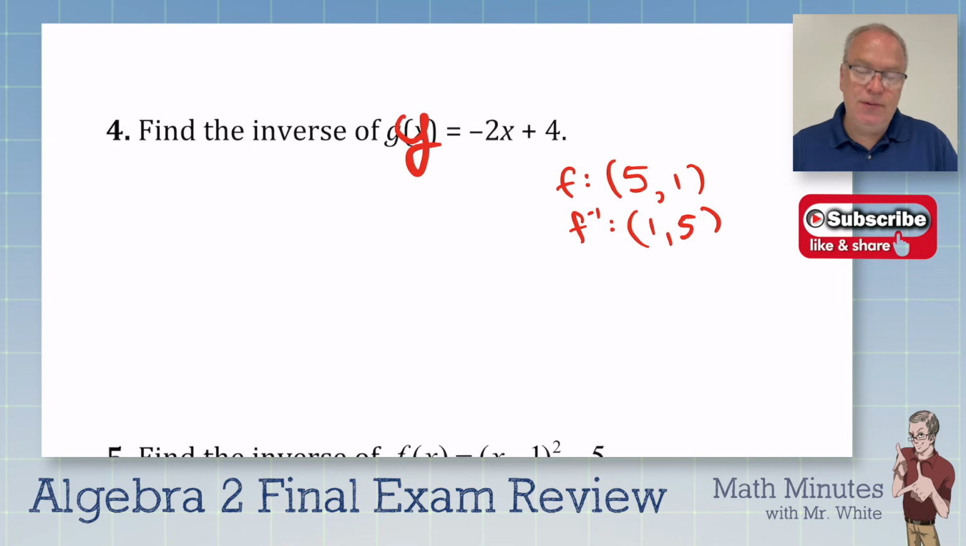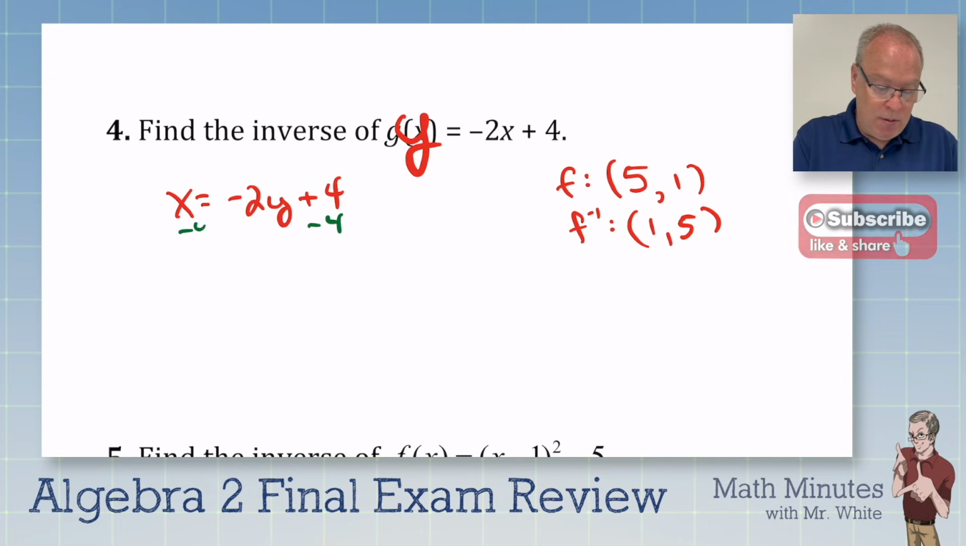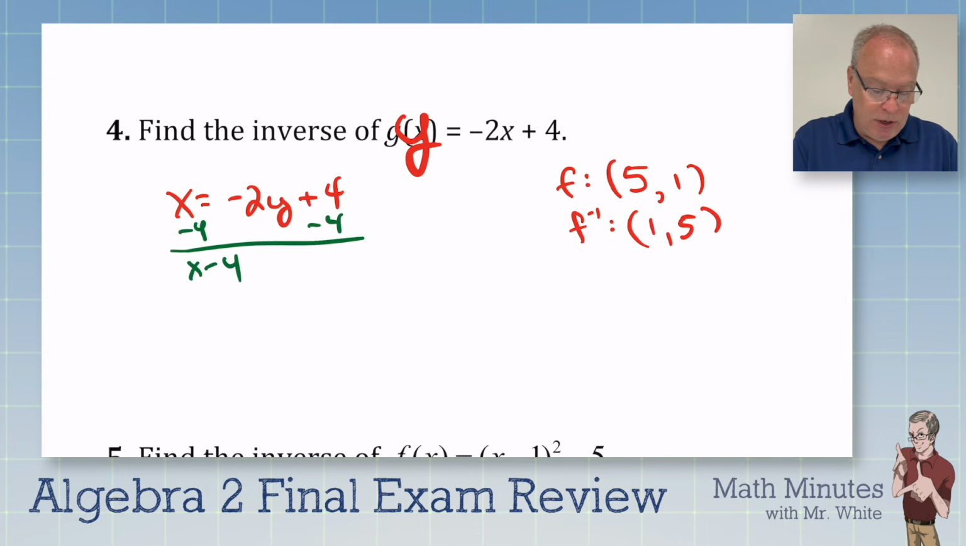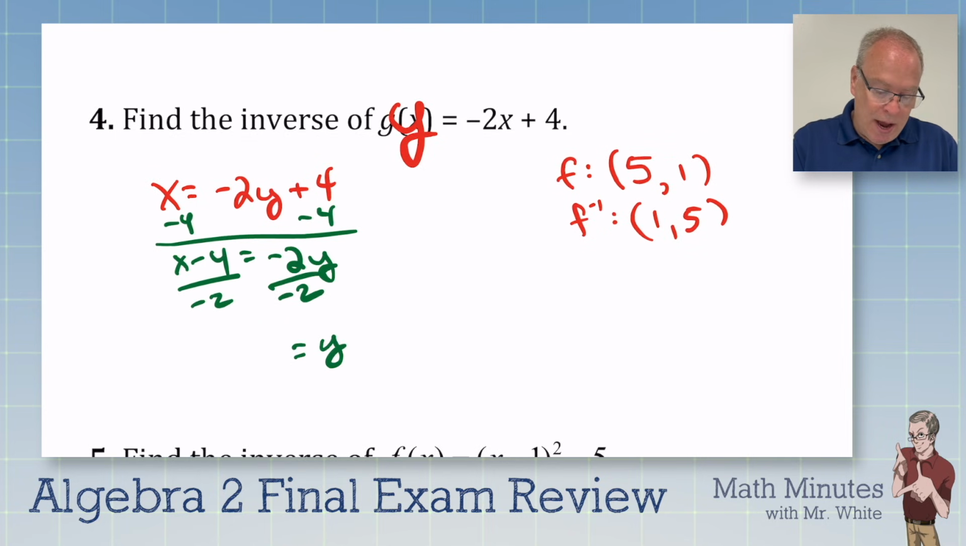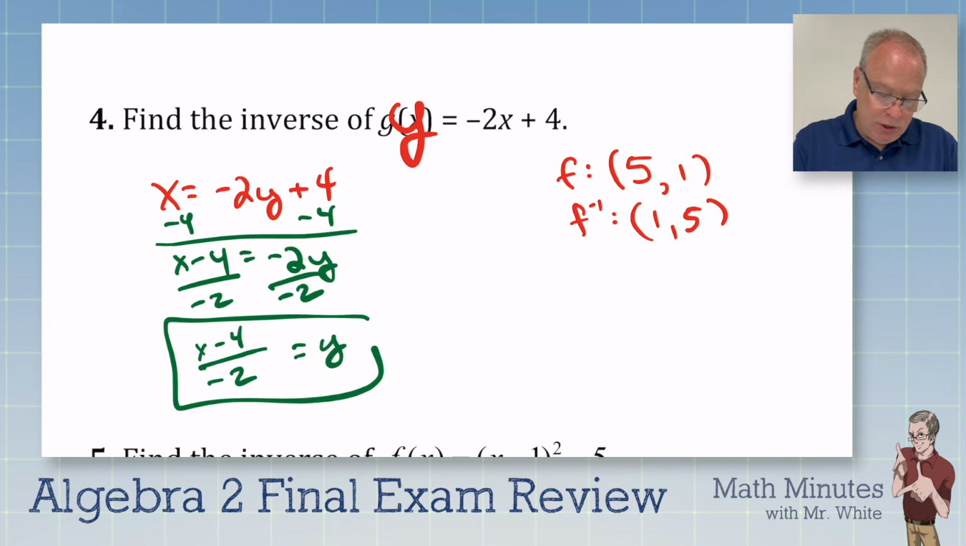We're going to think of this as being y right here. So to solve for the inverse, we write x equals negative 2y plus 4. And then this harkens back to pre-algebra, right? Way back when you're solving super simple equations, and you're just doing it like this, divide by negative 2, divide by negative 2, and we get y equals x minus 4 over negative 2. And you just leave your answer like that.